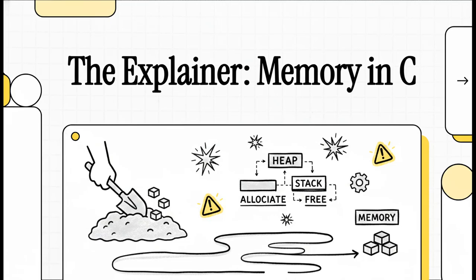All right, let's talk about C. Today, we're going to get our hands dirty with one of its most defining, and let's be honest, infamous, features, manual memory management. It's the very thing that gives C its incredible speed and power, but it's also a total minefield for bugs. So let's break down exactly how it all works.